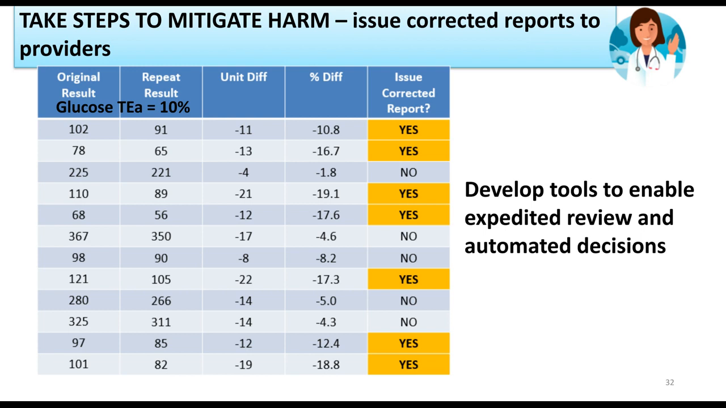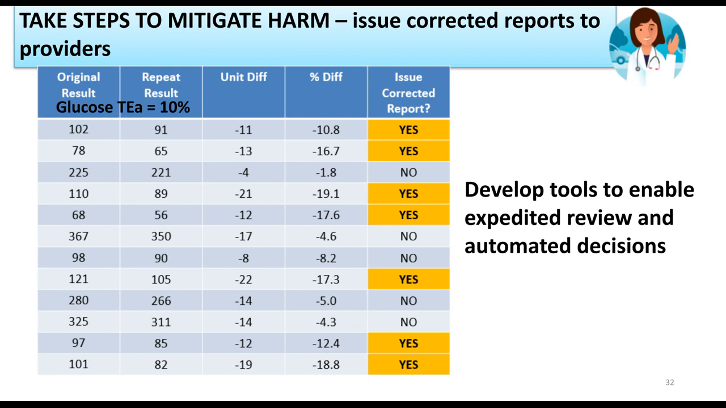Once we know the allowable total analytical error, for example, 10% for glucose, we now have some criteria to determine if corrected reports should be issued for patient samples after an out-of-control event. Any patient sample where the difference between the repeat result after implementing corrective action and the original result exceeds 10% would be issued a corrected report.